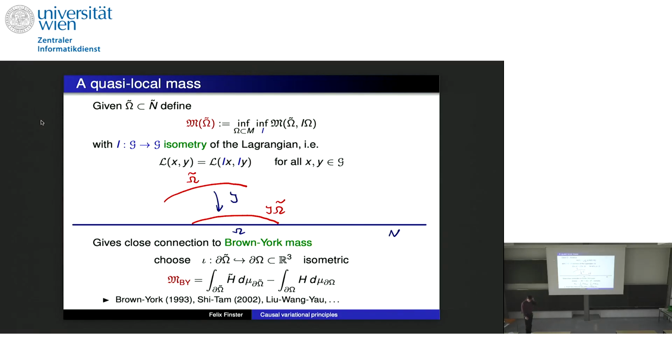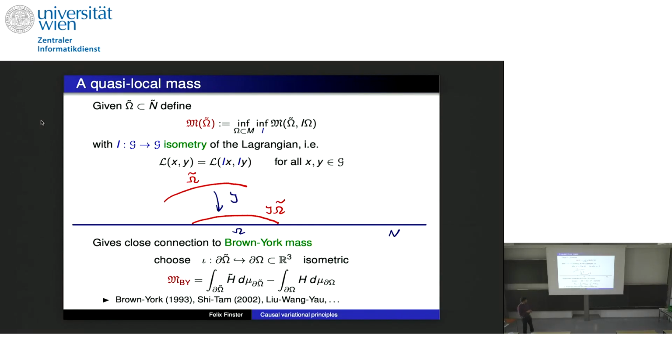Okay, but now let's move on to what are localized versions of this statement. Let us first of all define a quasi-local mass, which is in fact quite simple in this setting. We just take a subset of n tilde. And now we consider this positive quantity, which I defined earlier. And then we take the infimum over all sets omega. And there's one more thing here.